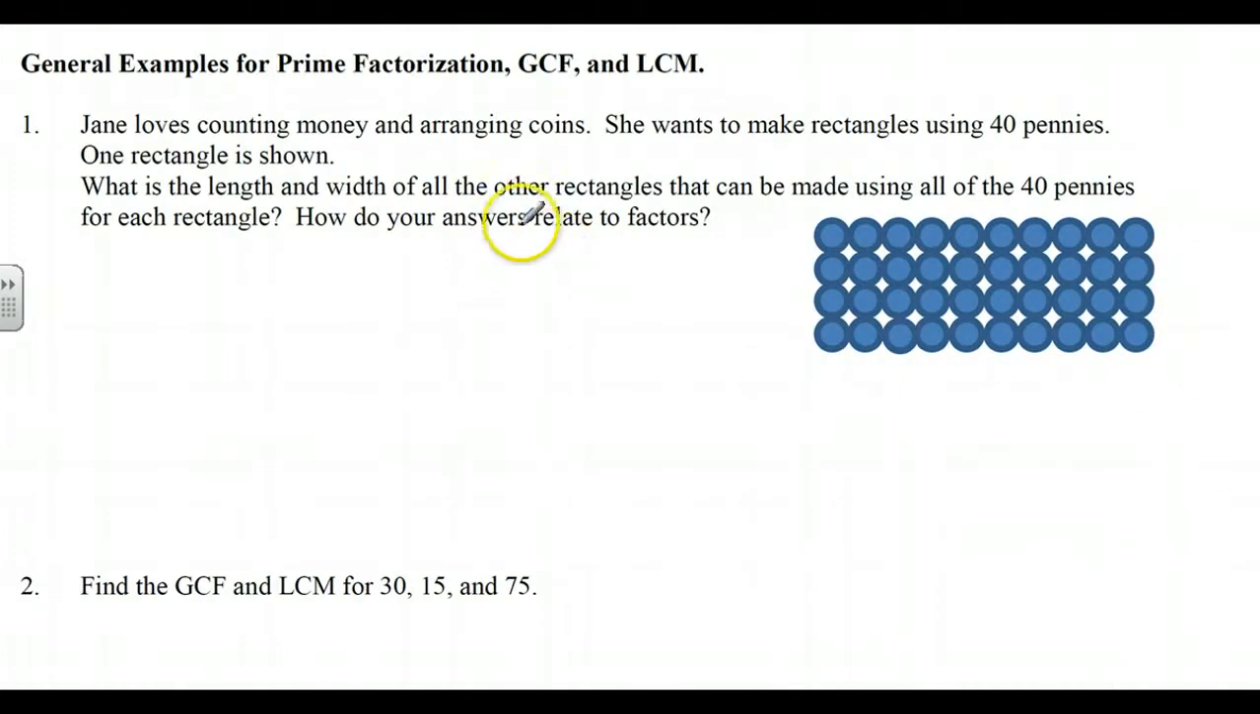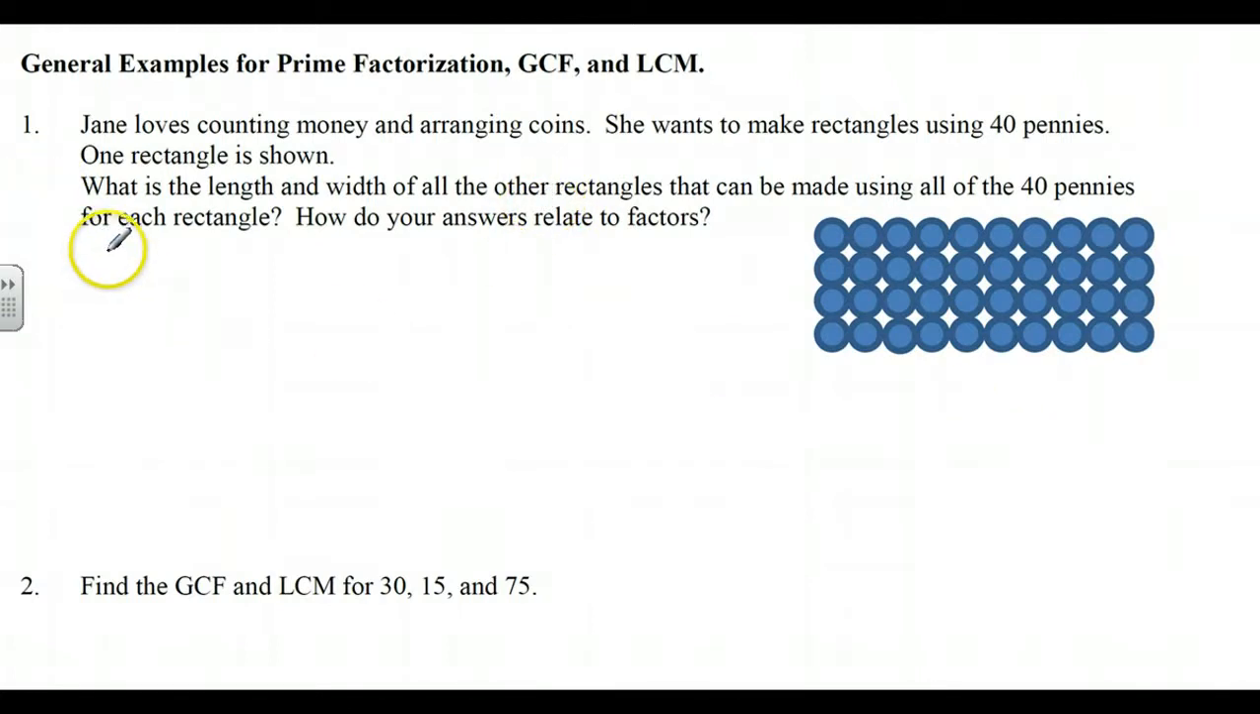Jane loves counting money and arranging coins. She wants to make rectangles using 40 pennies. One rectangle is shown. Now of course you might not know what a penny is. Well, at some point they won't know, but what is the length and width of all the other rectangles that can be made using all of the 40 pennies for each rectangle?